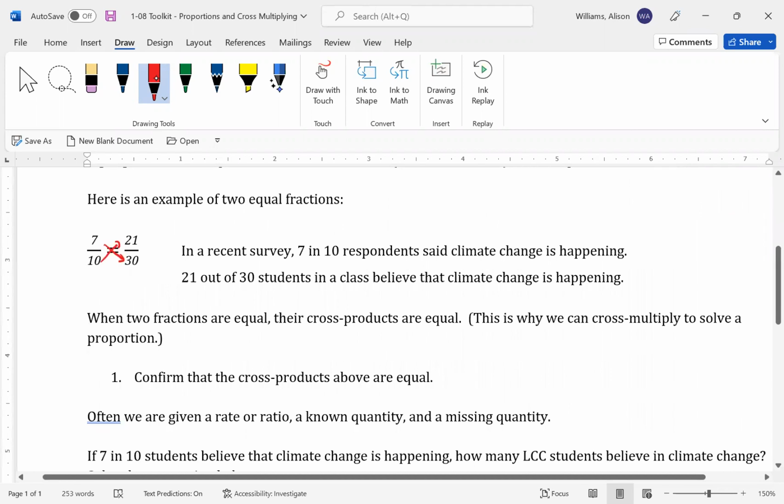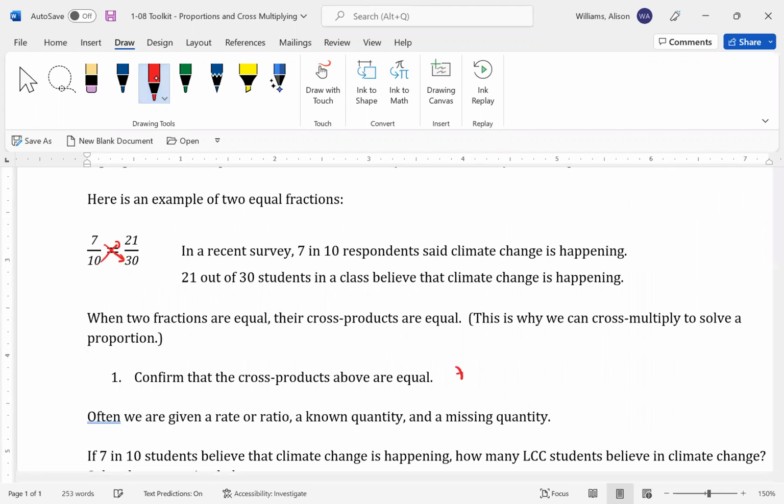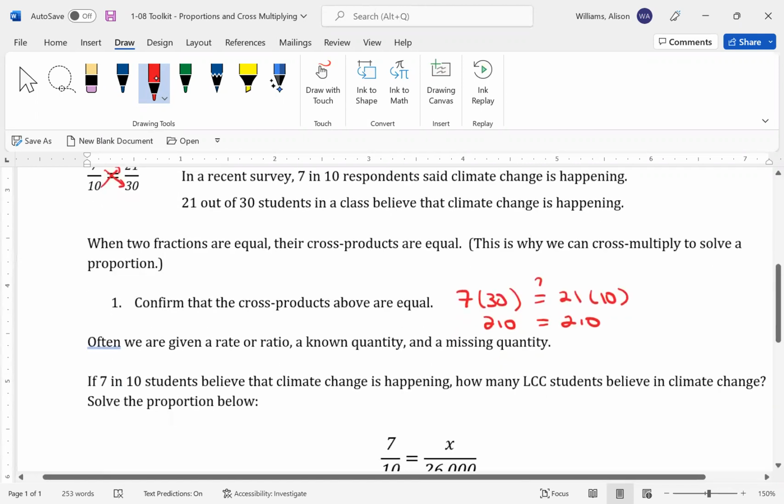So the first thing they ask is to confirm that the cross products above are equal. If I multiply 7 times 30, and compare that to 21 times 10, 7 times 30 is 210, 21 times 10 is 210. Boom, they're equal. So yes, it is proportional. Those cross products are equal. So here's where it's more exciting. It's when we don't know one of the values.